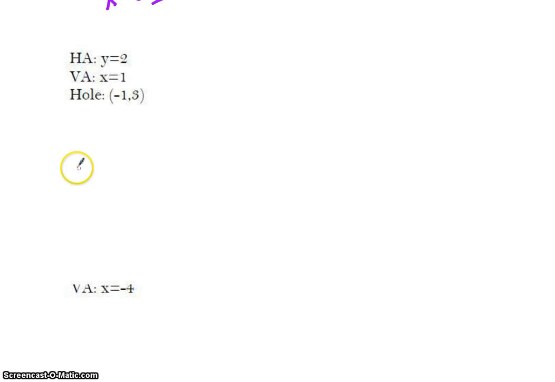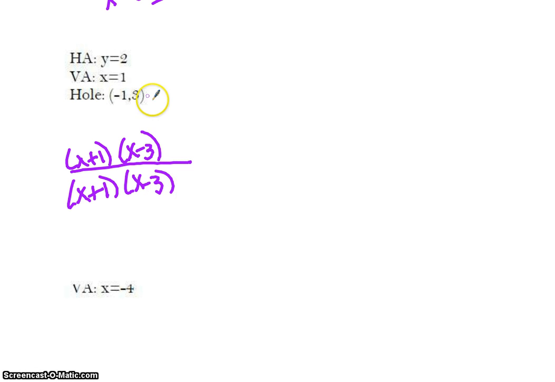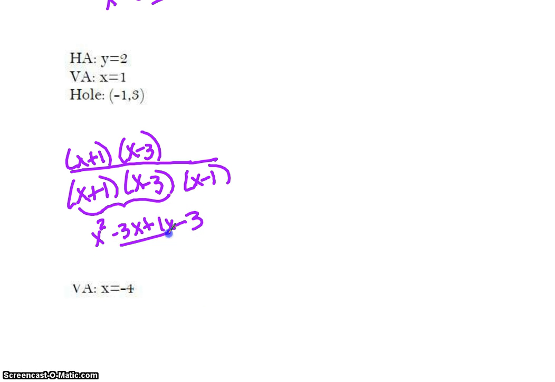Okay, this one has two holes, so I'm going to have an x plus 1 in the top and the bottom, and I'm going to have an x minus 3 in the top and the bottom. I also have a vertical asymptote at x equals 1, so that means I'm going to have an x minus 1 in the bottom. Holes go in both places, vertical asymptotes only go in the bottom. So I'm going to multiply this, and I'm going to get x squared minus 3x plus 1x minus 3, which would combine and give you x squared minus 2x minus 3.